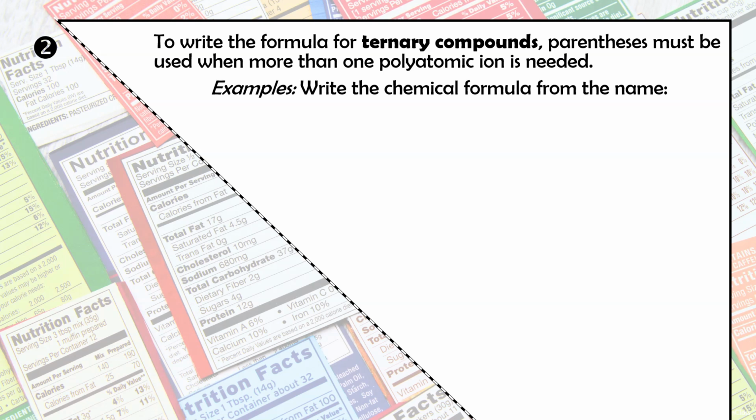So for example, if you were asked to write the chemical formula from the name, calcium nitrate, the good news is this part is just like what we practiced before. We still need our charges to add up to 0. The only difference is now, because we have a polyatomic ion, we may need to add parentheses if more than one of the polyatomic ion is needed. Something like NO3- is called nitrate, and the nitrate ion has a 1- charge. So you're going to technically need 2 nitrates for every 1 calcium.